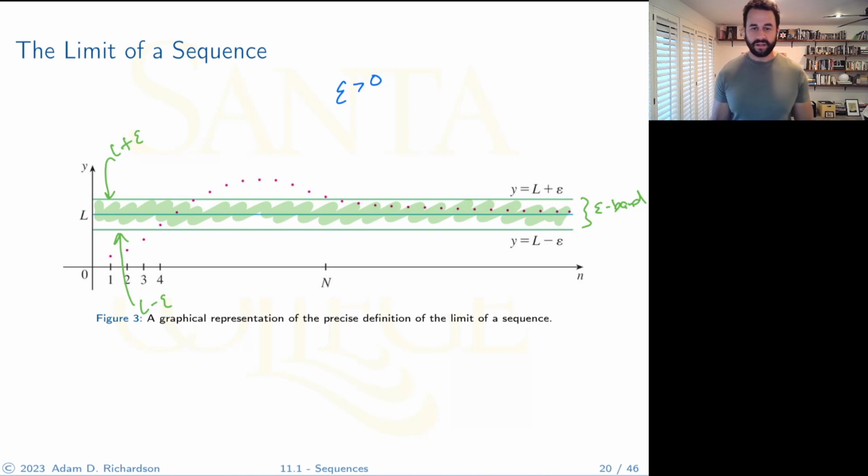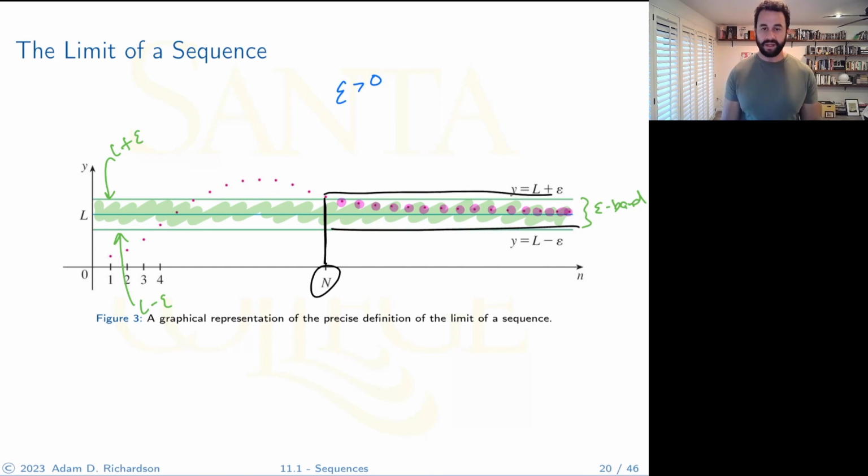And one thing I wanted to point out is that if you look at the pink sequence, the one that's going like this, right? If you look at that sequence, there's a point where the sequence no longer leaves the epsilon band. It's basically trapped in that epsilon band and it's not outside anymore. And that point is the number n. And that's why that number is special. That's what that number n is. And once you're past this number n, the sequence never leaves the epsilon band.